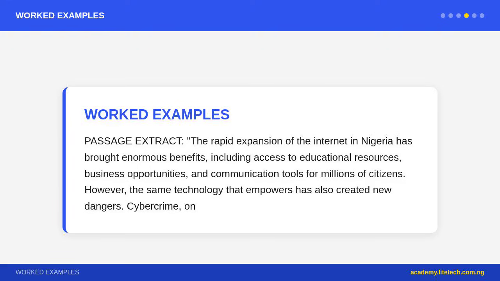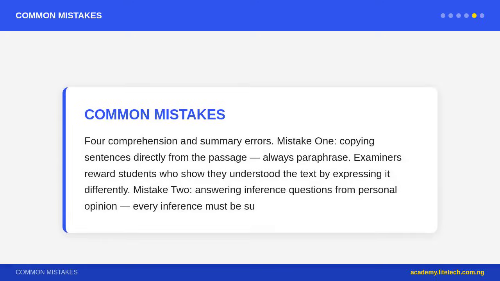Step 4. Write your summary in prose form, continuous sentences, not as bullet points, unless instructed otherwise. Step 5. Write in your own words, paraphrase, do not copy phrases from the passage. Step 6. Begin your summary with the instruction, in summary, or directly with the first point. Do not write introductory sentences like this passage is about. Step 7. Count your words and stay within the word limit. Write the word count in brackets at the end, 72 words.